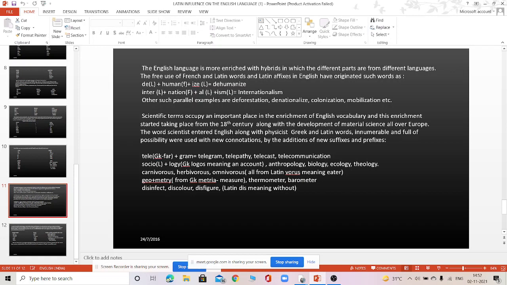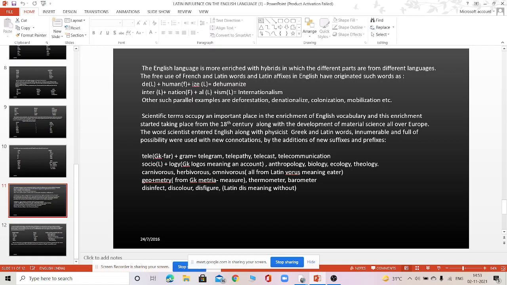The word scientist entered English along with physicist. These are all of Greek and Latin origin. Innumerable words full of possibility were used with new connotations by the addition of new suffixes and prefixes.